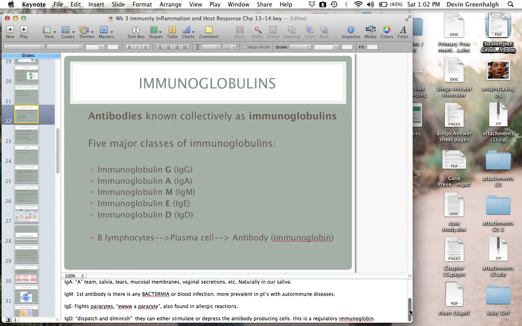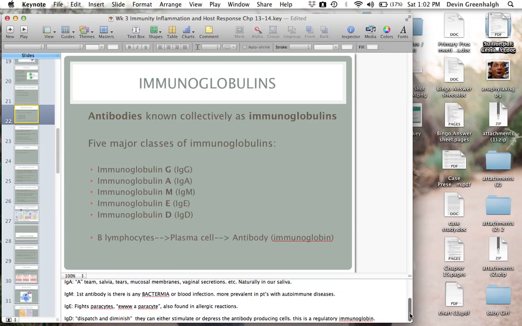IgE, remember E equals parasite. IgE fights parasites. It's also found in allergic reactions. And then IgD equals dispatch and diminish. IgD can either stimulate or depress the antibody-producing cells, and it's a regulatory immunoglobulin.